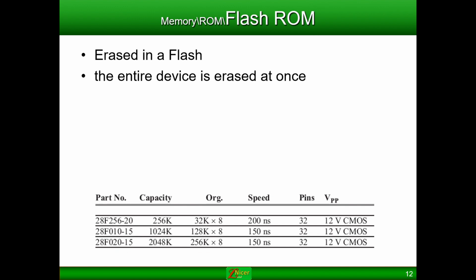Then we have the flash ROM. In the flash ROM, the data is erased in a flash, like you have a drive and in a blink of a second all the data is erased. That is known as flash ROM. The entire device is erased at once. In that we have the 28F256-20, which has a capacity of 256K, organization 32K by 8, access time of 200 nanoseconds, with 32 pins and VPP of 12 volts, CMOS.